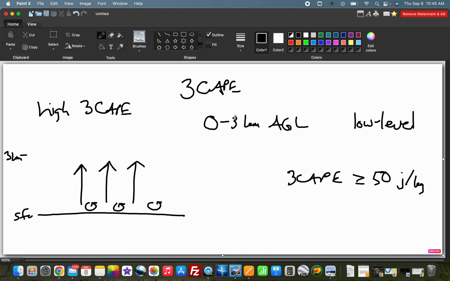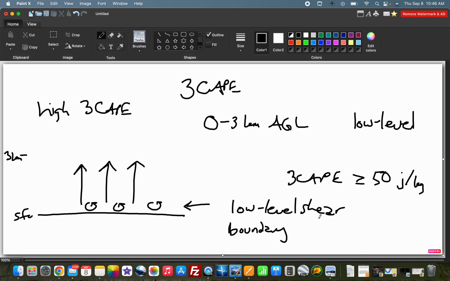Now, 3 CAPE on its own is not going to tell you whether or not you're going to see higher tornadogenesis chances. You have to have this spin near the surface. And again, this is going to come from strong low-level shear. So usually strong turning of the winds, strong veering of the winds with height in that lowest 3 kilometer layer, which is going to create strong ambient low-level shear. Or you have ambient vorticity along a surface boundary.